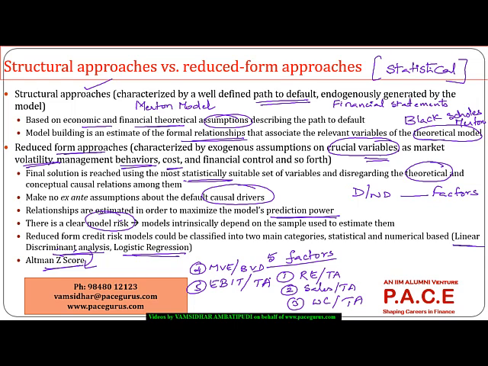So now that we understand the difference between a structural model and a reduced form model, we will look at some of the most common structural and the reduced form models. We'll take examples of them, and based on that we will differentiate between these two kinds of models. So we will talk about the logistic regression based, the Merton based model, and the linear discriminant analysis based model. And after that we will get into the comparison of all these various approaches. Alright.